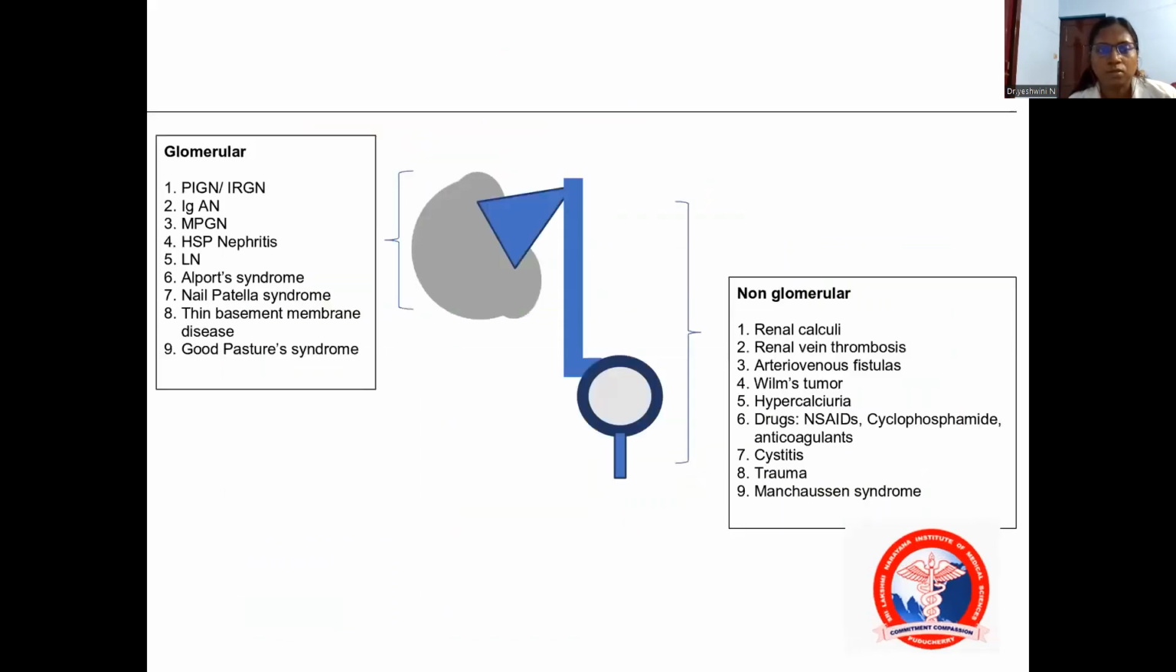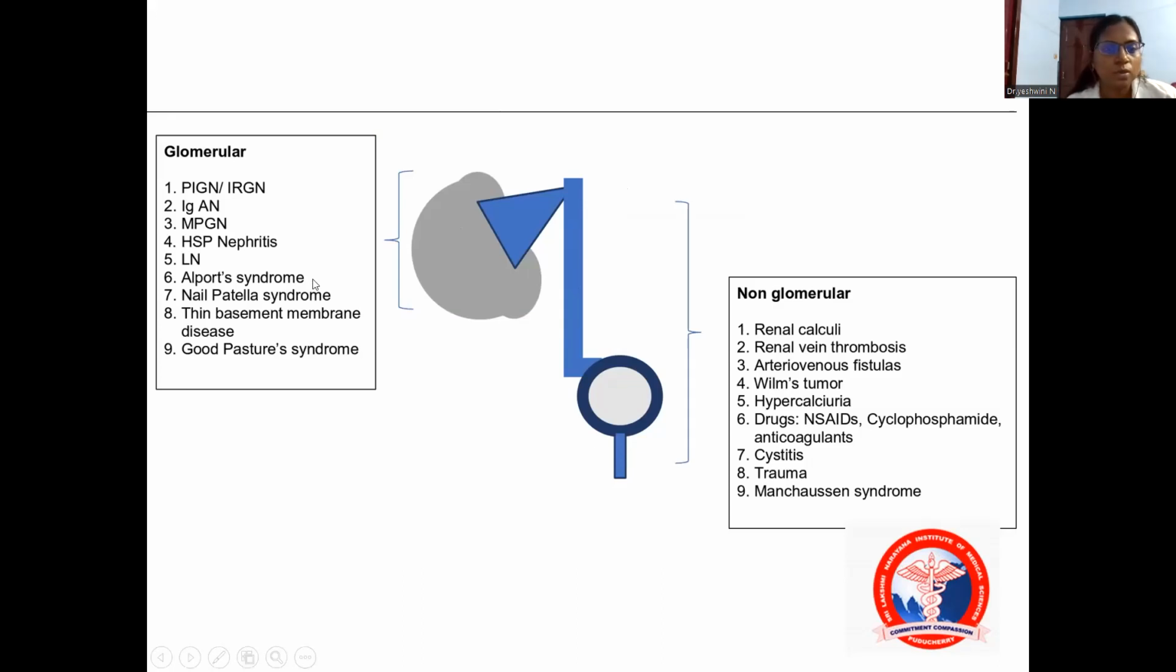Some parasitic causes of hematuria include schistosomiasis. Any hematuria can be from the upper urinary tract or from the lower urinary tract. What is the upper urinary tract? You already know the parts of the nephron: first the glomerulus, followed by the tubules, PCT, loop of Henle, DCT, and collecting duct, followed by the pelvicalyceal system. Then it goes into the ureter, then into the bladder and urethra.